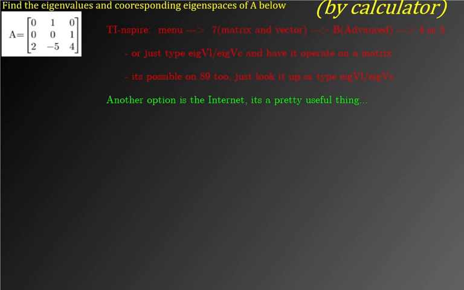So you can just type, like, if you wanted to do this on really the 89 or the Inspire. I don't know about 84s. Honestly, I've never done it. I don't know if any of you still use an 84, but I don't think I've ever tried to find eigenvectors or eigenvalues on there.